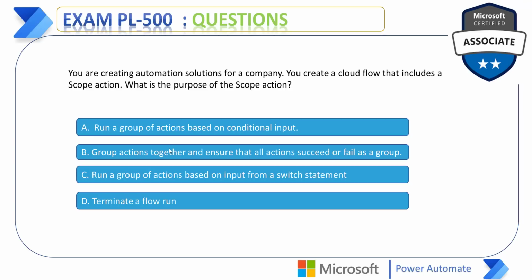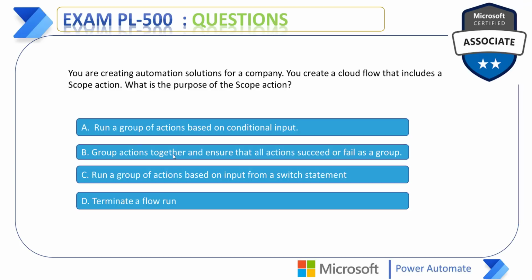Now I can see the further options also. I'm going for option C: run a group of actions based on the input from a switch statement. I'm going to group the actions, but not based on a switch statement. So option C is also wrong. Now going for option D: terminate a flow run. I'm not going to use the scope for termination. I'm going to group all actions which are required. So option B is correct.